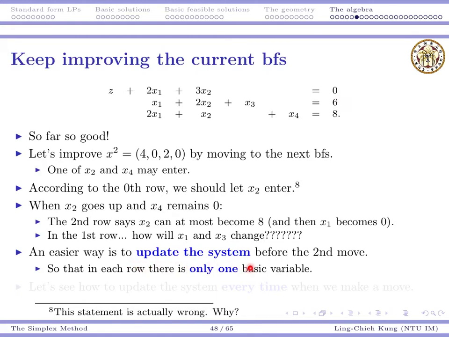Our goal is to make each row contain only one basic variable. And if that's the case, just as in the second row, then we will know what's going to happen to x1 when x2 goes up, and that will make our life much easier. So we're going to see how to update the system every time we make a move.